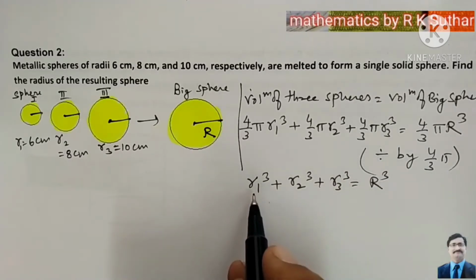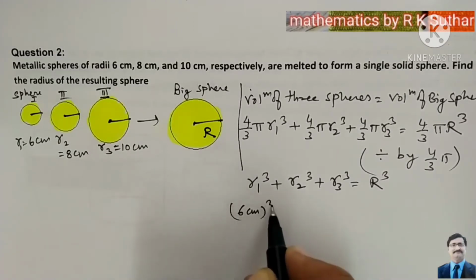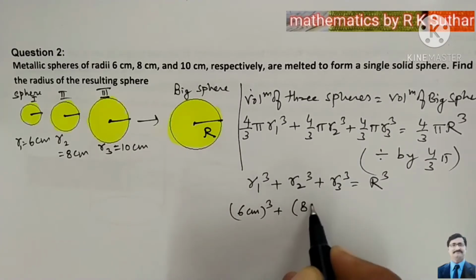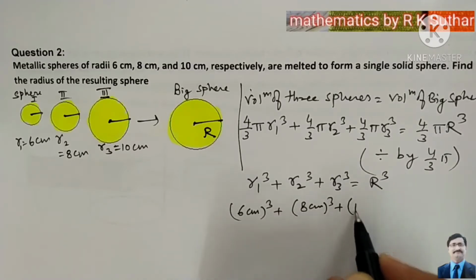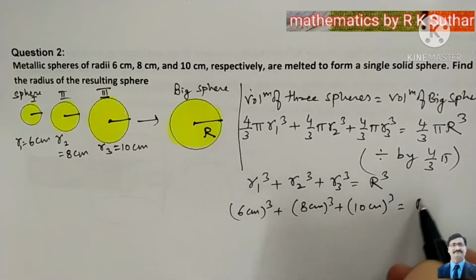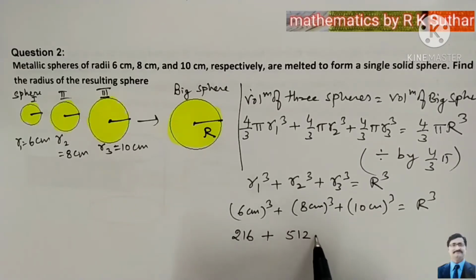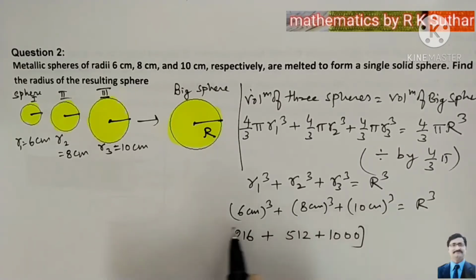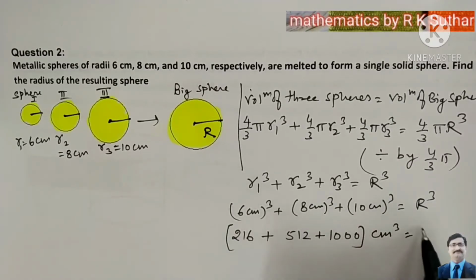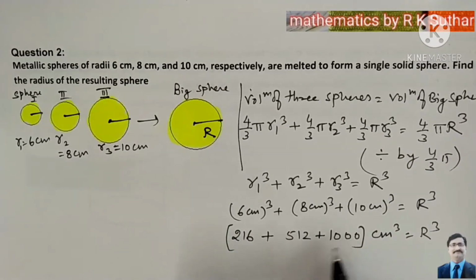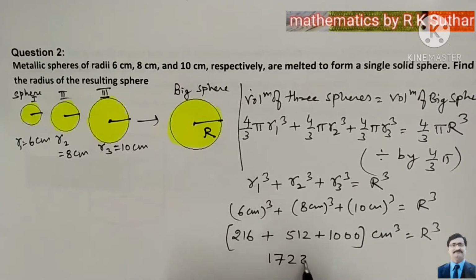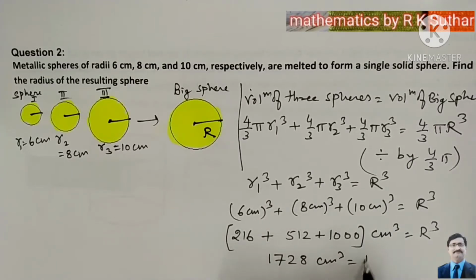So we get r1 cube plus r2 cube plus r3 cube equals capital R cube. Look here, r1 is 6 centimeter, so we write 6 centimeter cube. Here also 8 centimeter cube, and 10 centimeter cube, and this is equal to R cube. 6 cube is 216, this we get 512 and this we get 1000, and the whole is in centimeter cube, equal to R cube. We add and get 1728 centimeter cube equal to R cube.